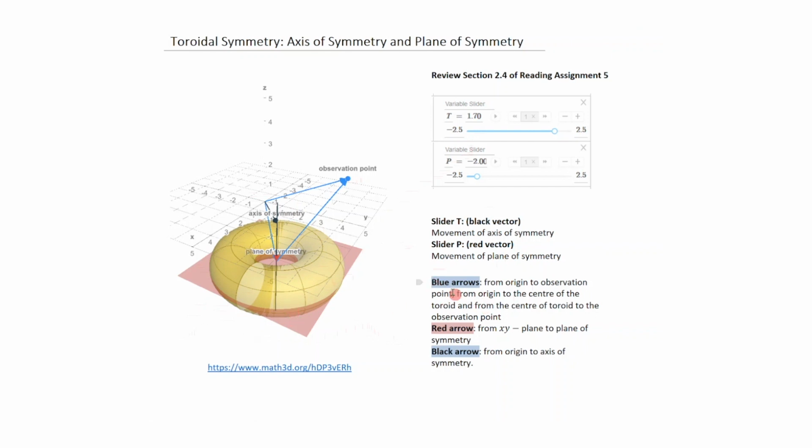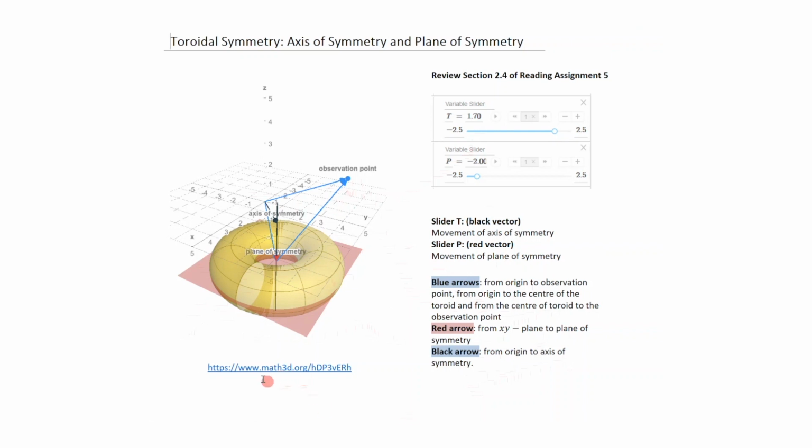The blue arrows go from the origin to the observation point, from the origin to the center of the toroid, and from the center of the toroid to the observation point. The red arrow is from the xy plane to the plane of symmetry, and the black arrow from the origin to the axis of symmetry. So these basic vectors will be used in the calculations where symmetry applies and where superposition is going to be imposed, because it's the only way to solve the problem.